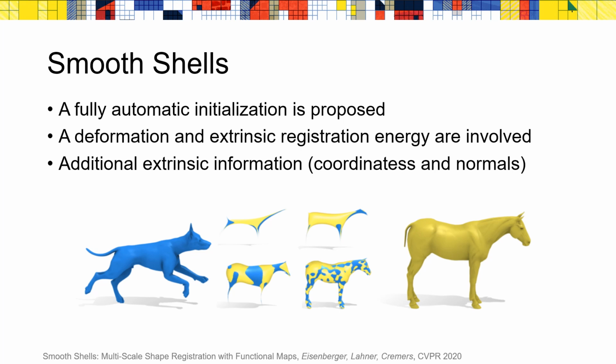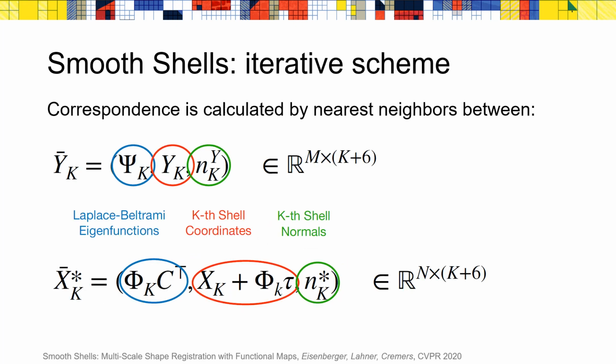And finally, extrinsic information is added to the representation of shapes with respect to the standard functional map representation that is completely intrinsic. But the reason for which I would like to talk about the smooth shell method is that it is based on an iterative scheme similar to the one proposed in zoom out.